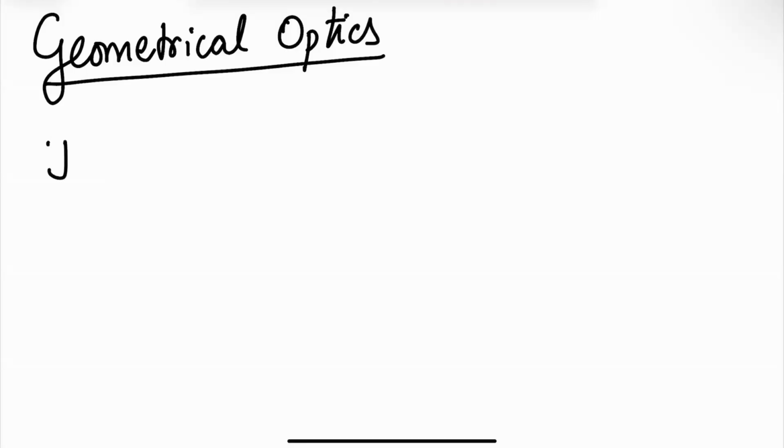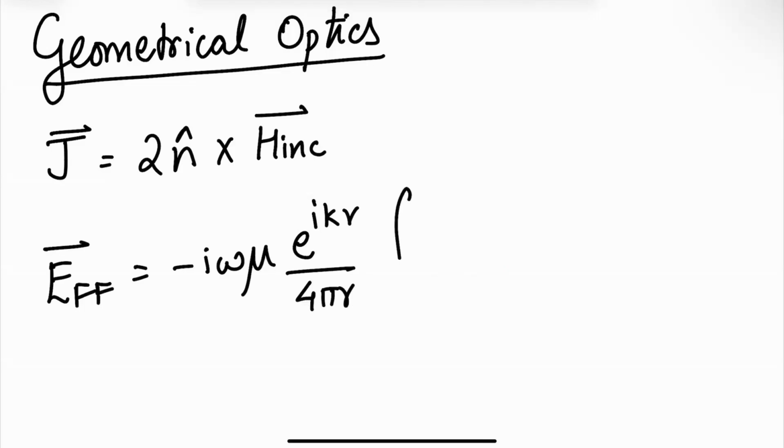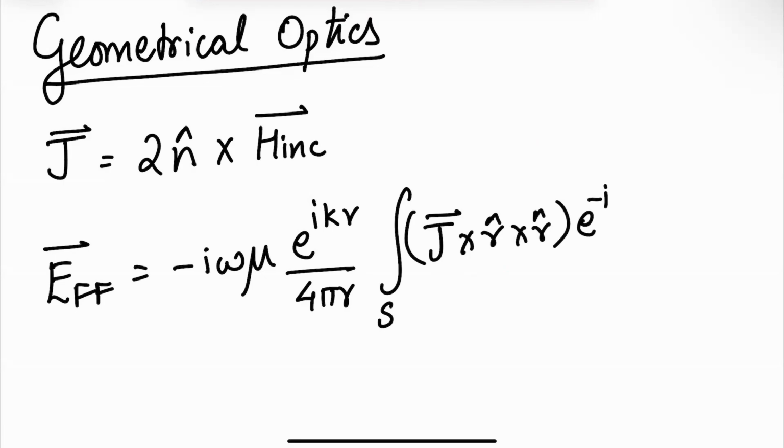Okay, so I know that J is 2 n hat cross H incident from physical optics. So I start from there. And the far field integral, which we saw before, is e to the ikr over 4 pi r, integral over the surface, J cross r hat cross r hat. And we've seen this a couple of times before when we did potentials, when we did the Green's function, by dr prime.